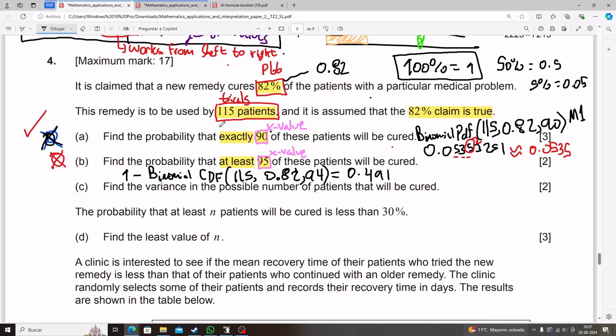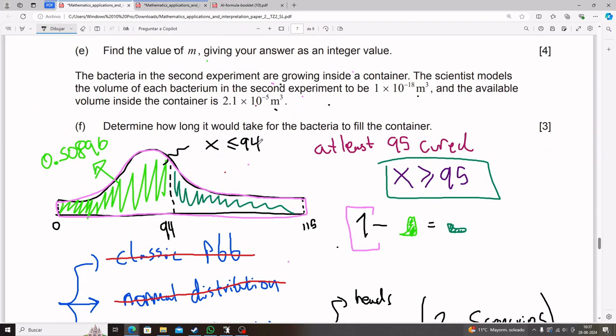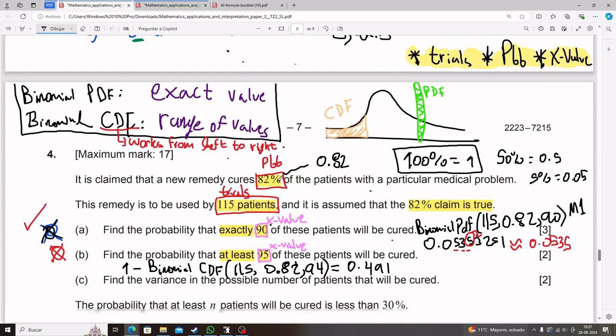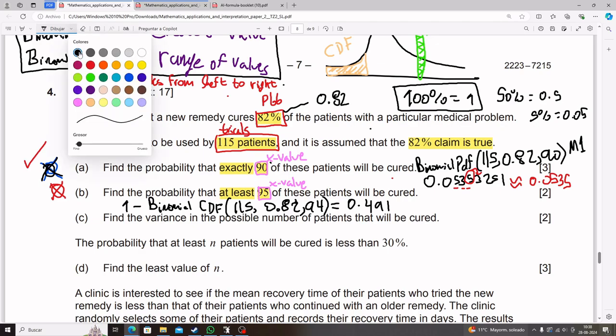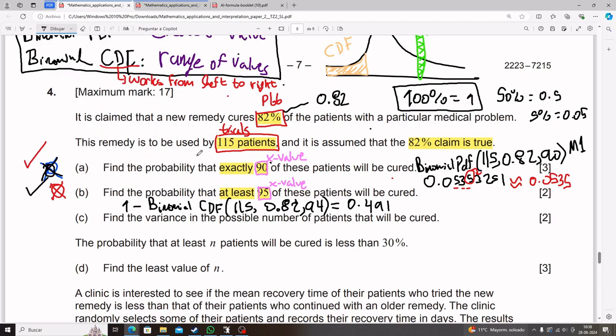See? So at least for me, from the visual aspect, it makes a lot more sense. Remember, you do 1 minus whatever, 1 minus the light green in order to get the dark green. See? And this is because binomial CDF reads it from left to right. So be very careful. When it says at least 95, it's 95 or above. Okay? So that's a small detail that becomes very relevant in this exercise.